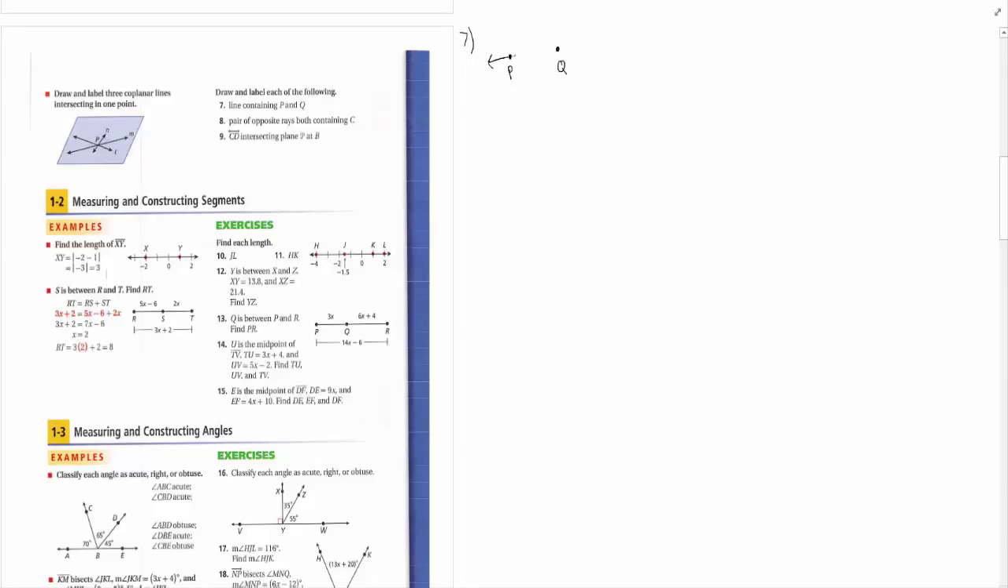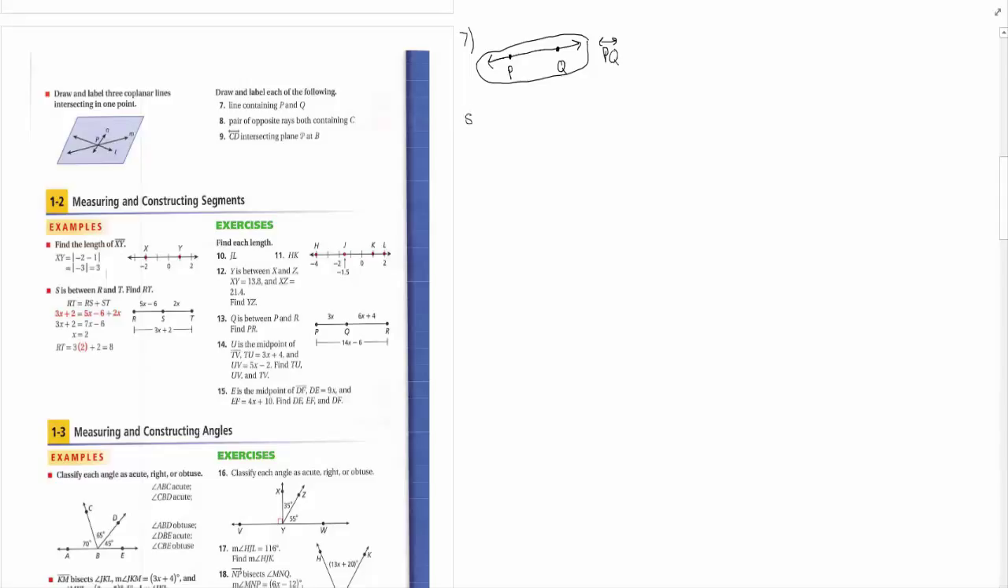So just draw a line that goes through those points. Simple. That's all you've got to do. There's a line containing P and Q. By the way, not that they're asking for this, but that's how you would label it: PQ with the line on top. But this is the answer, just so you know.